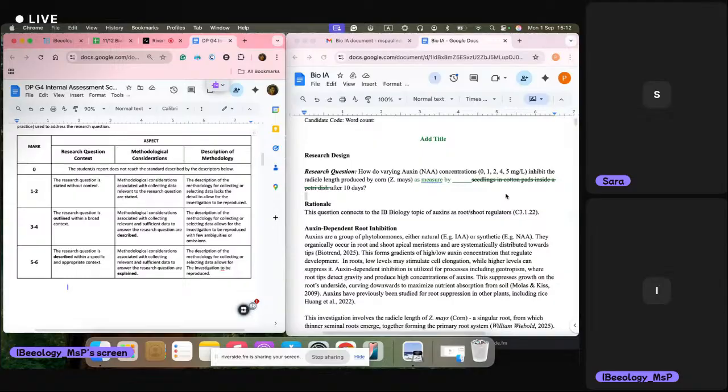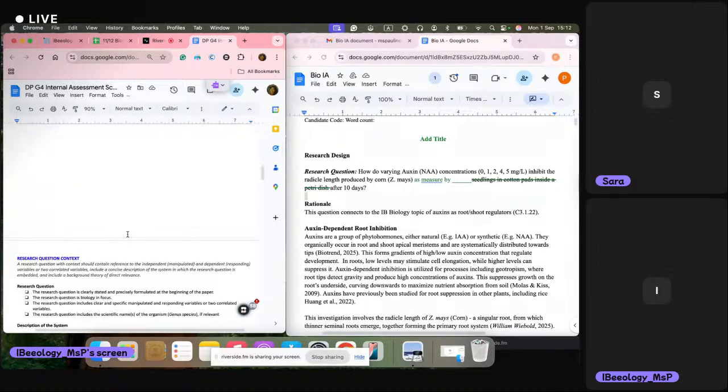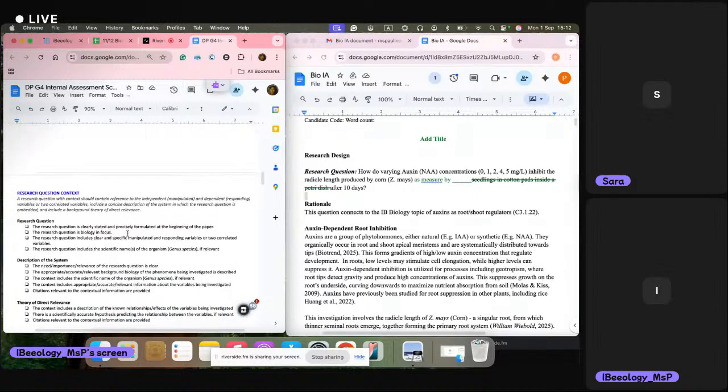milligrams per liter. And how will it inhibit the length produced by corn? So what we want, okay, let's go over our checklist, right? The research question, it's biology focused. So yes, it ticks the mark right here, right? The research question is clearly stated and precisely formulated. That's what we're trying to work on right now.